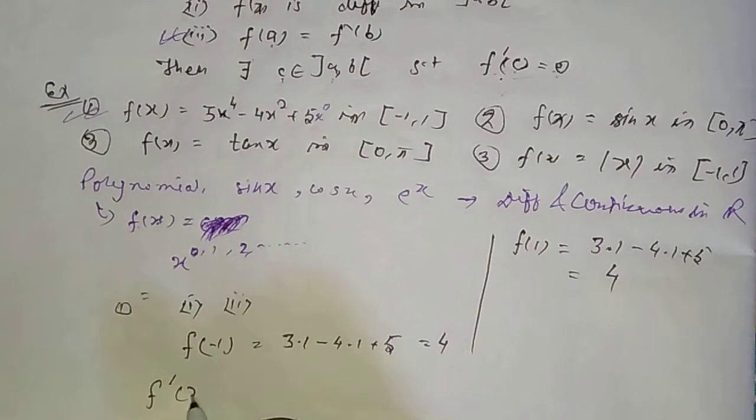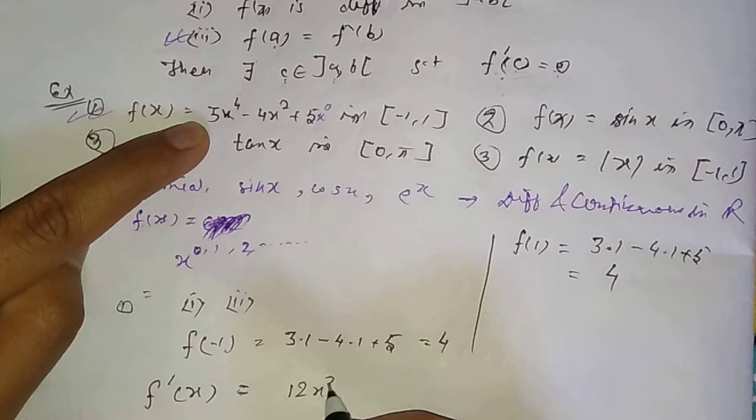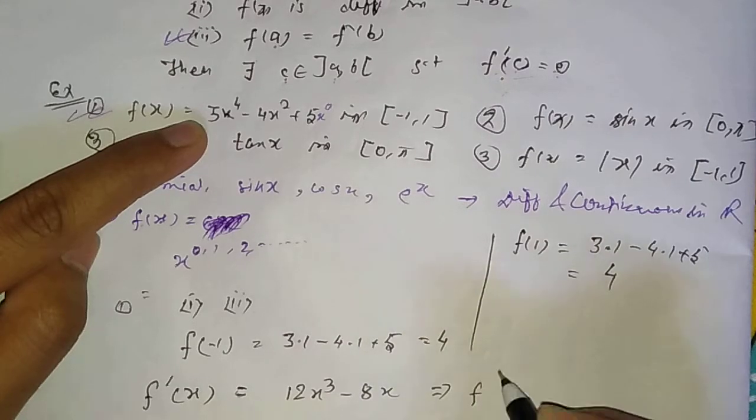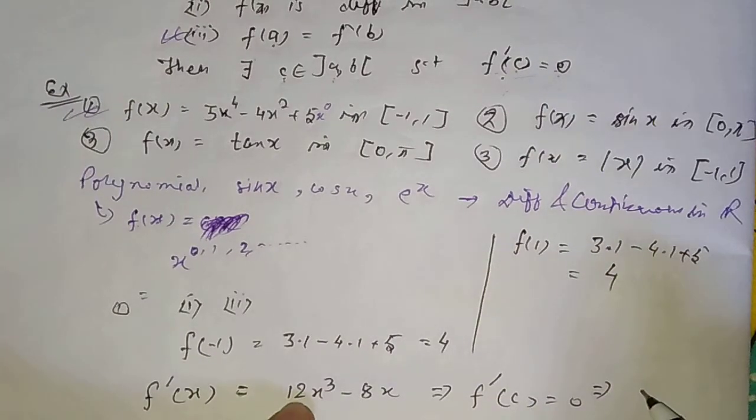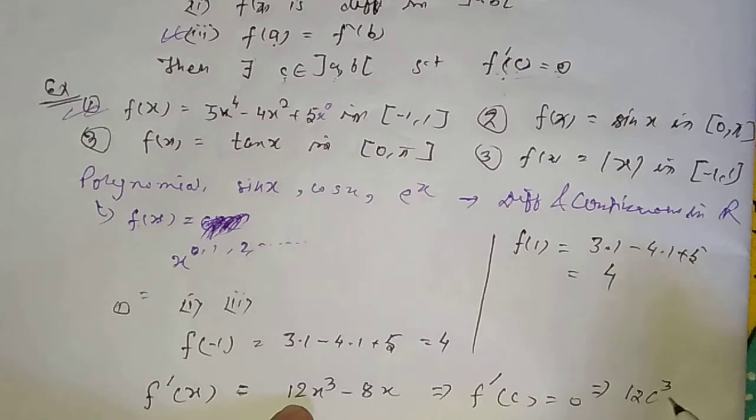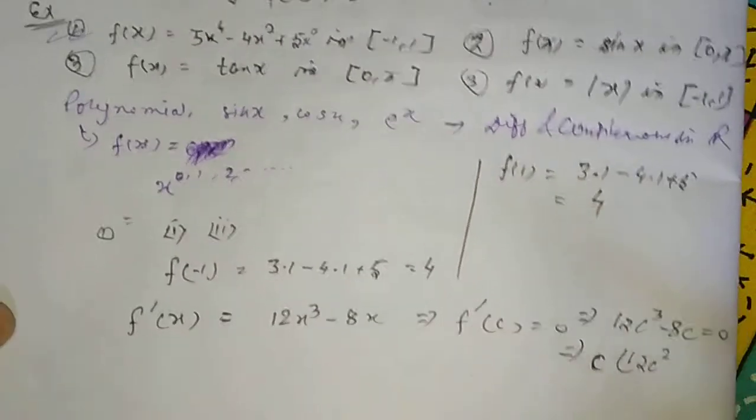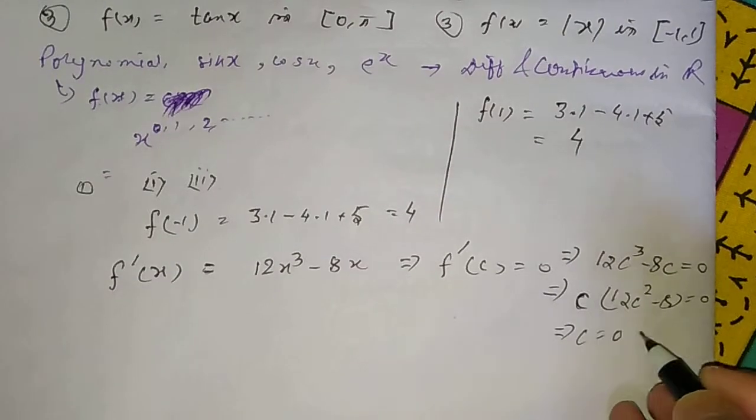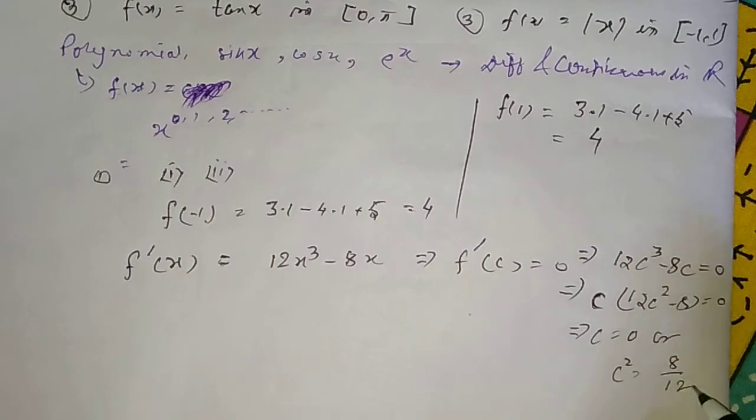So first we have to find f dash x for this example number 1. It will be equal to 12x cubed minus 8x plus 0. So by the theorem f dash c must be equal to 0. If we put c in the place of x here, 12c cubed minus 8c is equal to 0. We take c common: c times 12c squared minus 8 is equal to 0.